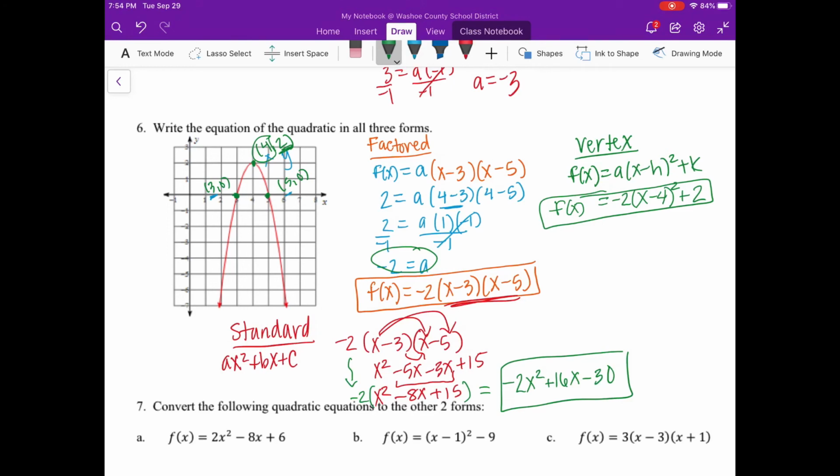Okay, so this is how you go ahead and go from one form to another. So on your own, you're going to go ahead and try number 7, all of these. So it's asking you to write in the 2 other forms. So if it's in standard, you're going to want to put it in factored and vertex. If it's in vertex, you're going to do factored and standard, and so on.